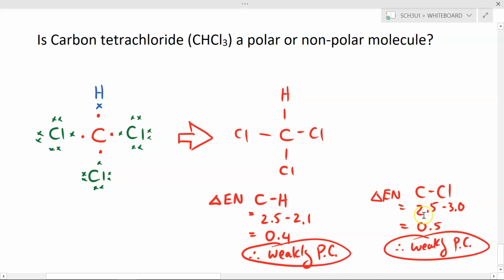Now, it doesn't matter if you do 2.5 minus 3.0 or 3.0 minus 2.5, delta EN is an absolute value, so it's always a positive value. It doesn't matter who you're subtracting first. In any case, the difference is 0.5, which is also in the weakly polar covalent range.